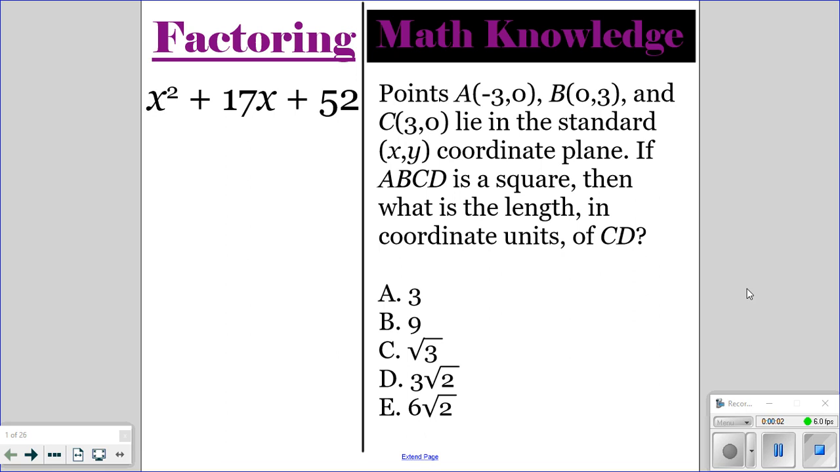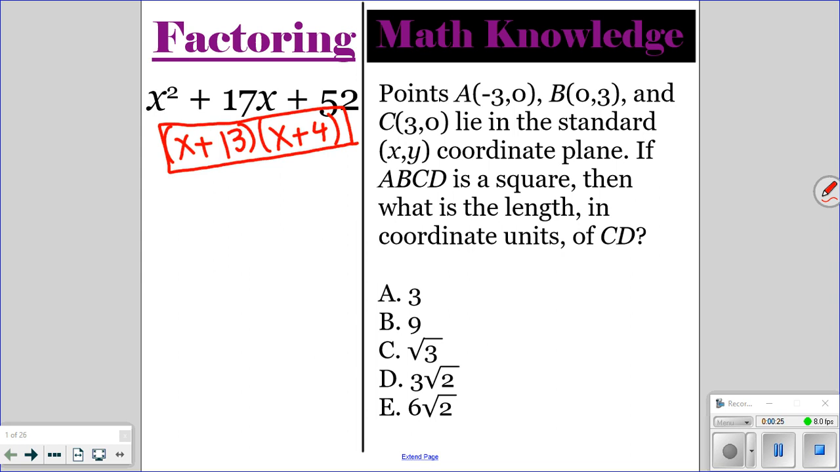Alright, so y'all go ahead and do the factoring and the math knowledge question for today. Pause the video, and then once everyone is finished, you can unpause the video and I'll go over the correct answers. So for the factoring, you should have (x + 13)(x + 4).